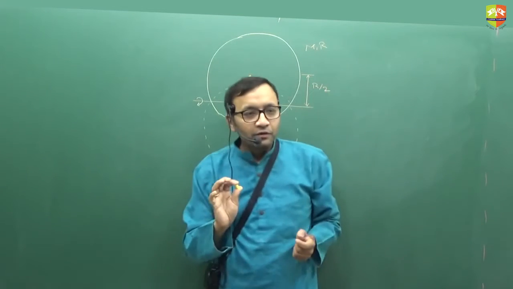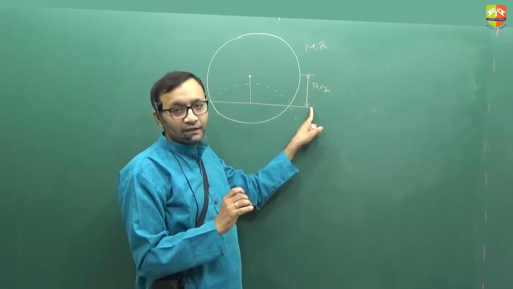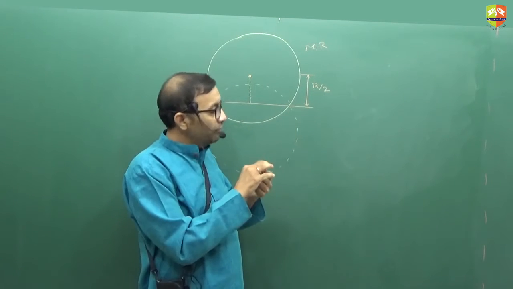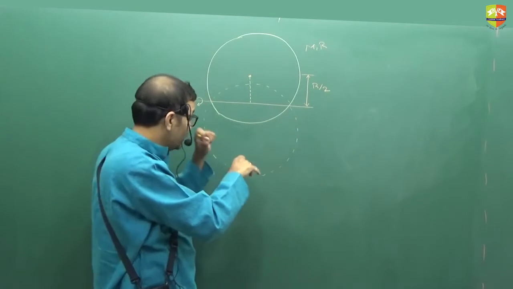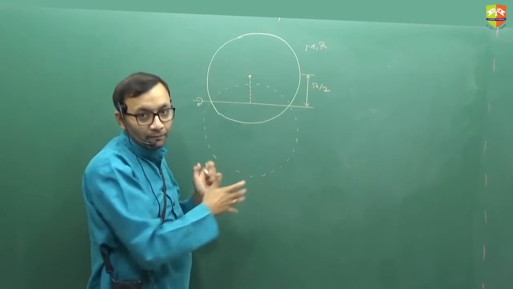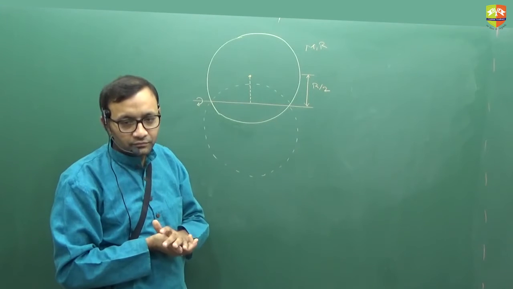You have to listen here. This disc is free to rotate about this axis. You nudge it a bit and it starts rotating. You have to find out its angular velocity when it has flipped over completely. Understood? So it's horizontal and gravity makes it go through.